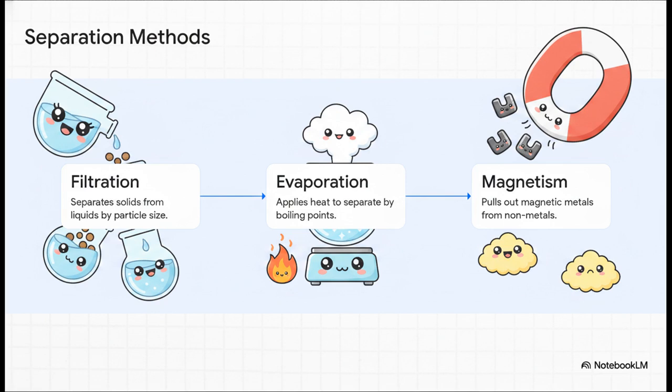Step 1 is filtration. If you have a solid mixed in a liquid, like muddy water, you just pour it through a porous filter. The water easily passes through, while the larger dirt particles get trapped. Simple. Step 2 is evaporation or distillation.